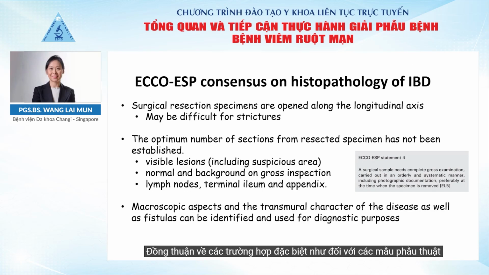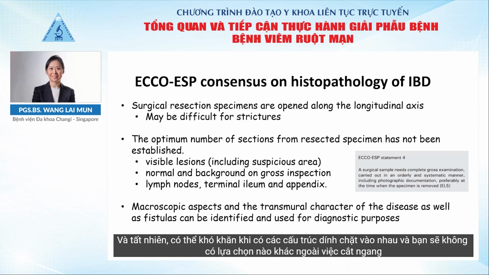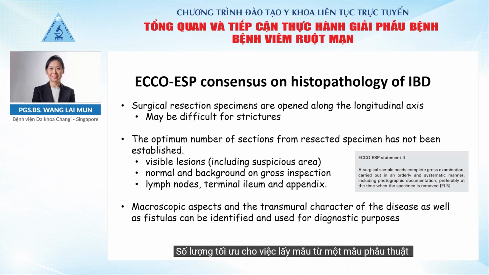Position statement 4 deals specifically with surgical resection specimens. It's recommended that they are opened along the longitudinal axis for fixation. Of course, it may be difficult when there's tight stricture formation, and then you'll have no choice but to do cross sections instead. The optimum number for how much you should sample from a resected specimen has not been established.